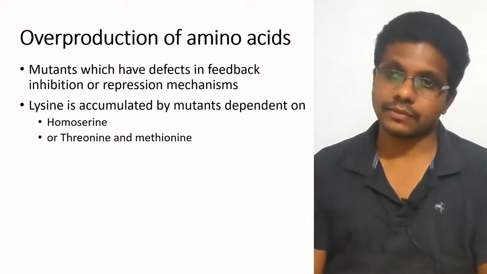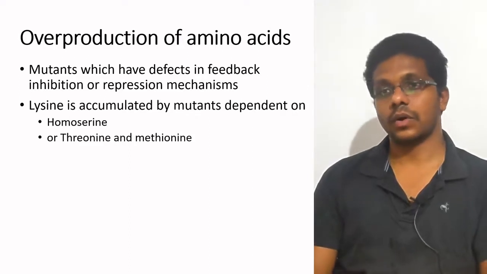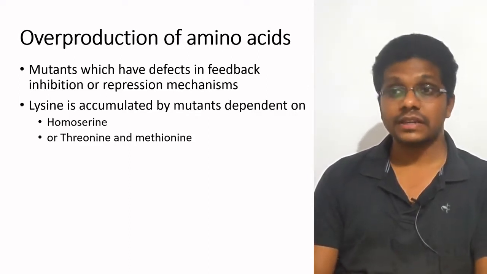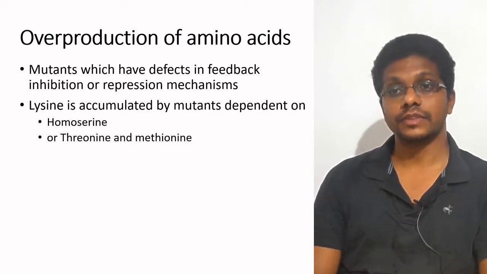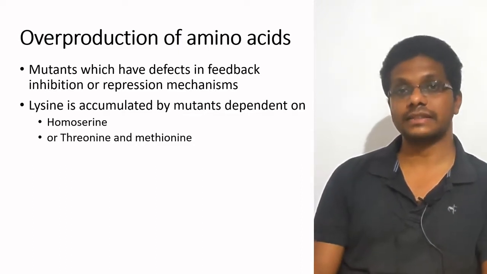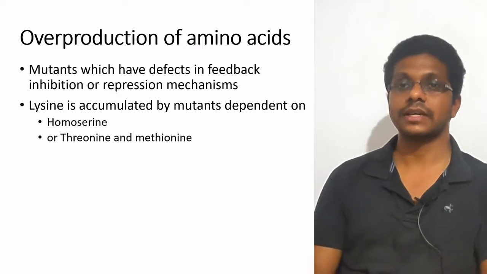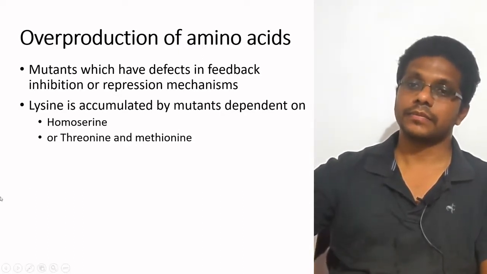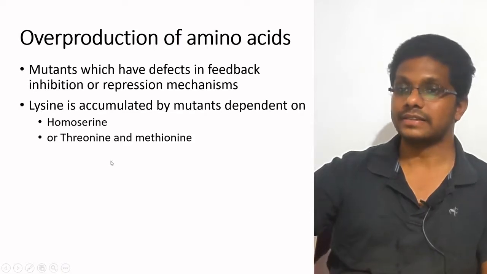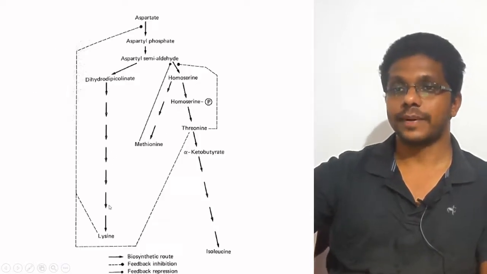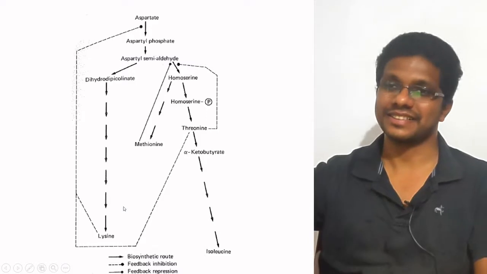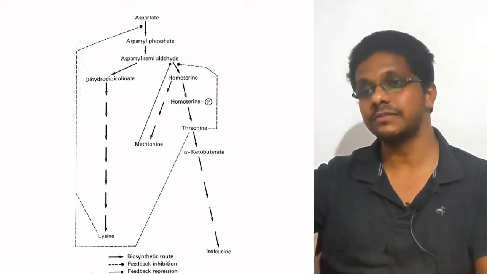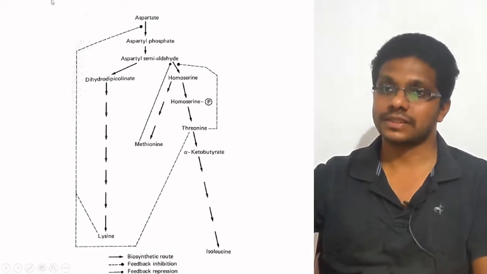I am giving you an example of a process which is the overproduction of amino acids. Amino acid is a primary metabolite which has several applications in the food industry as well as in medicine. So we are taking the production of lysine. This is a pathway. It may look a little bit complicated, but it is not as complicated as it seems. The pathway begins from aspartate.